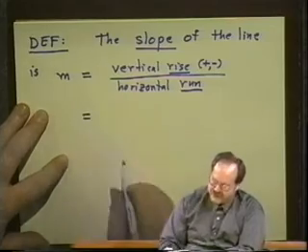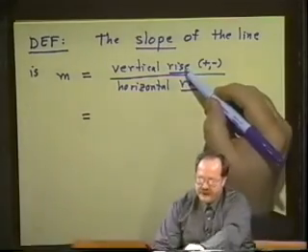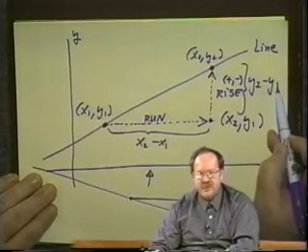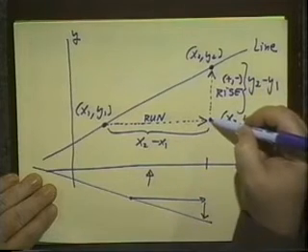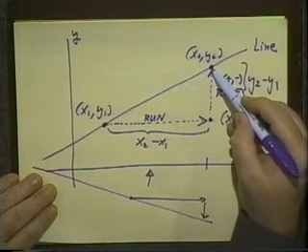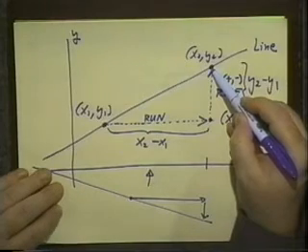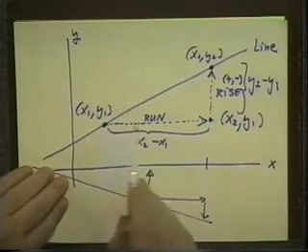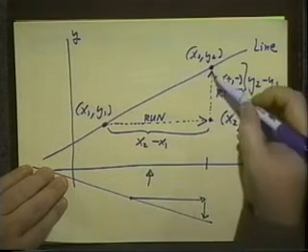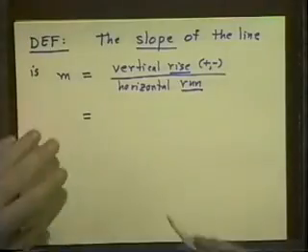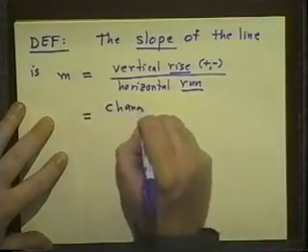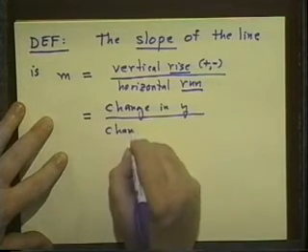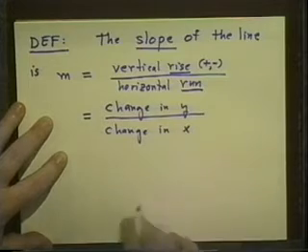Now, there's another way to say that. The rise, if you remember from the previous picture, the rise was the difference between these 2 y values. You might say that in going from here to here, the y value has changed. There was a change in y. And in going from here to here, there was a change in x. So I can describe the run as a change in x and the rise as a change in y. So I can write that down. Change in y over change in x.